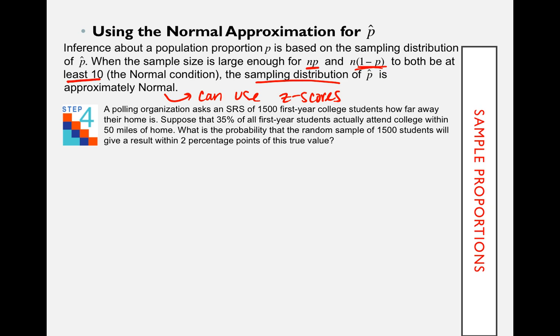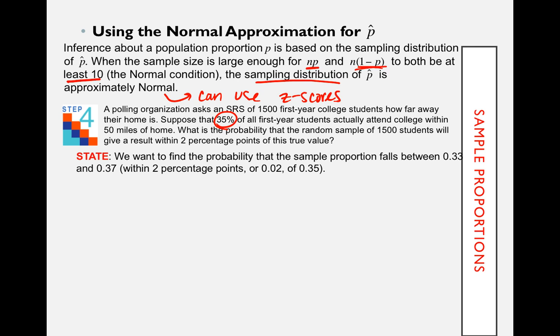So here, in this case, we have 1,500 first-year college students, and it tells us that 35% attend college within 50 miles of home. So we want to figure out that if we take this sample of size 1,500, what's the likelihood that our sample is going to be within 2 percentage points of this true probability? So just to restate that to make it a little bit easier to understand, we're really looking for what's the chances that our sample proportion is going to be within 2% of 35, so really between 33% and 37%.